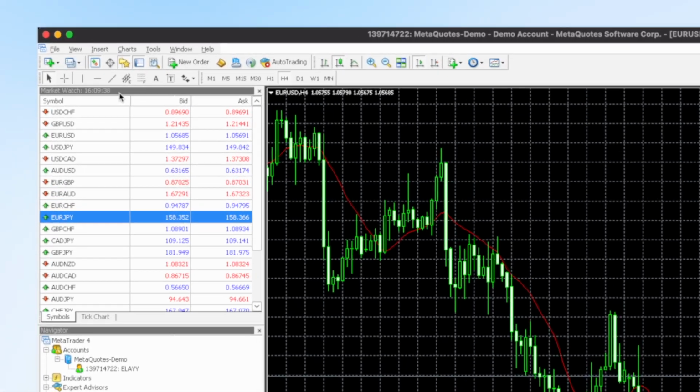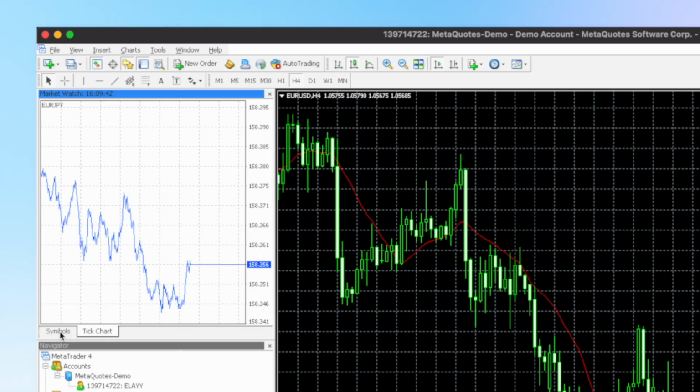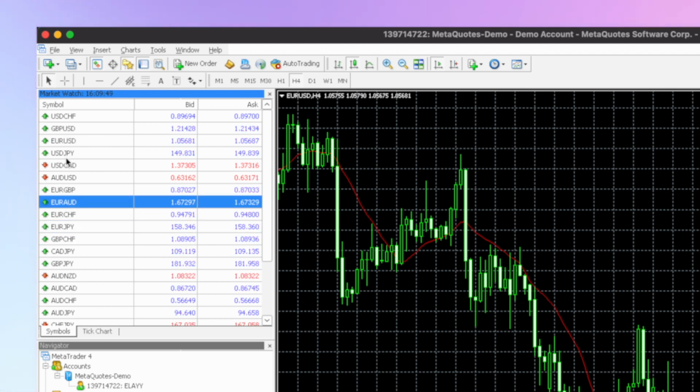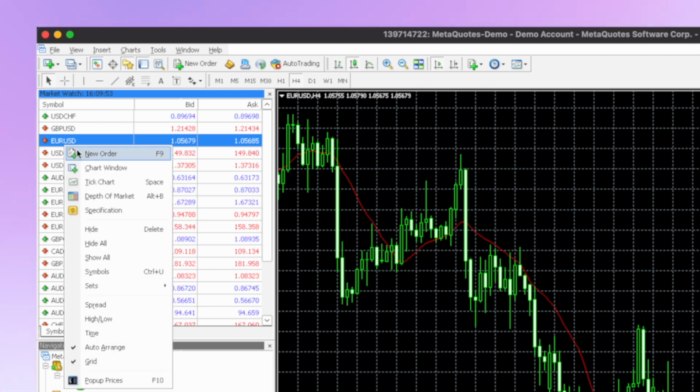The Market Watch window consists of two tabs, Symbols and Tick Chart. The Symbols tab displays by default a table of all available financial instruments, or symbols if you prefer, along with the corresponding bid and ask prices. Additional fields in the table may be displayed. By right-clicking in the Market Watch, a pop-up menu appears.